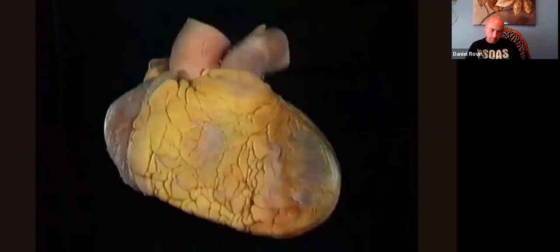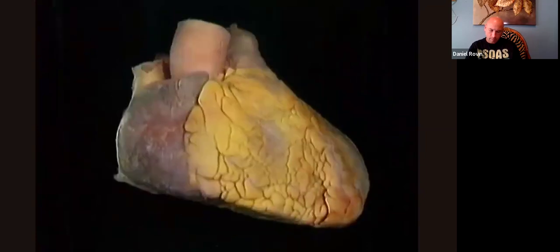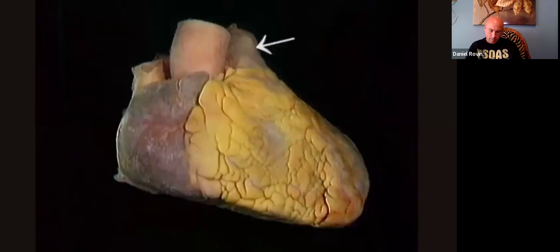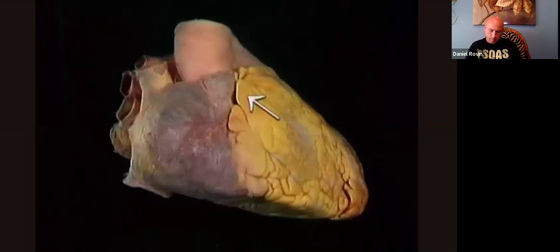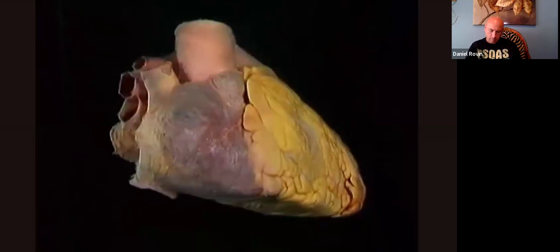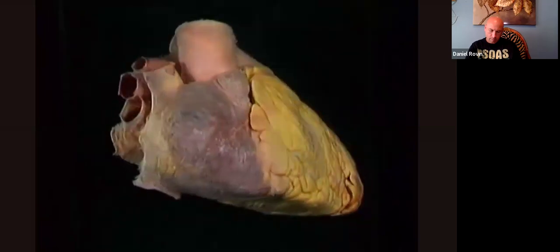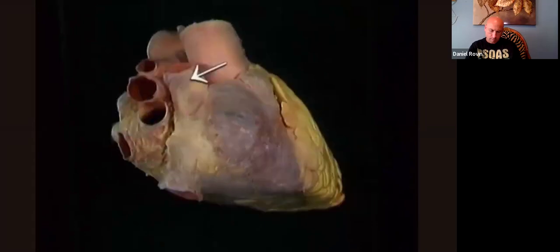Here's the aorta. It starts to the right of the pulmonary trunk. Its beginning is well hidden in the epicardial fat. In front of it is the right atrial appendage. To its right is the superior vena cava, and behind it is the right pulmonary artery.